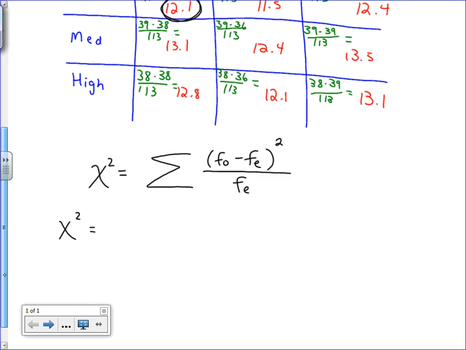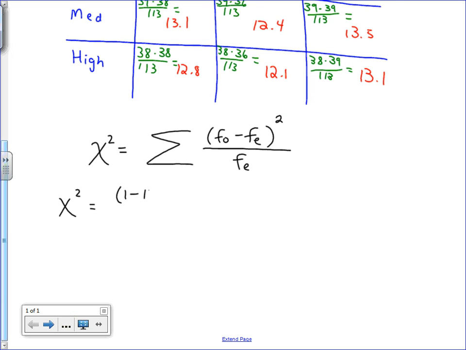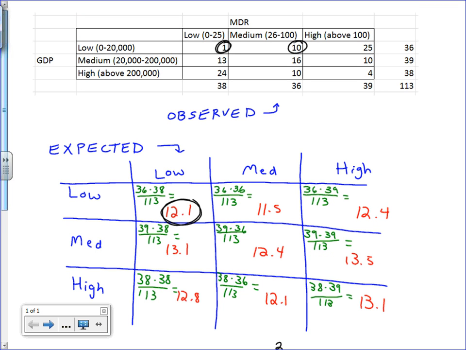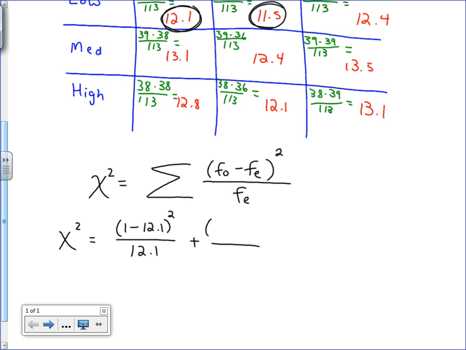Let's go down to the bottom here. 1 minus 12.1 to the second power over 12.1. Notice I didn't put the sum in front because now I'm actually going to change it to a bunch of plus signs. Plus the next observed value from my actual table was 10. And the expected value that goes with that is 11.5. So we fill it in as 10 minus 11.5. Make sure you're putting that in parentheses when you square it.